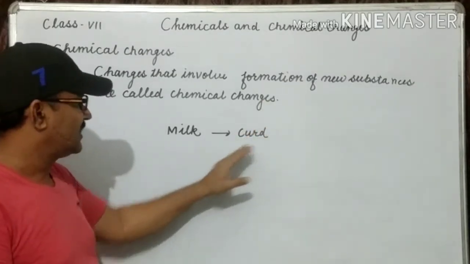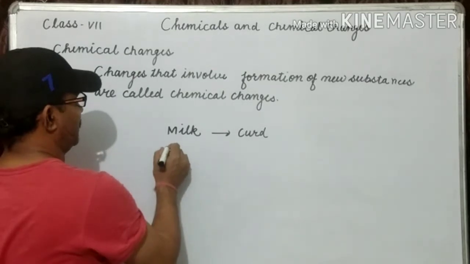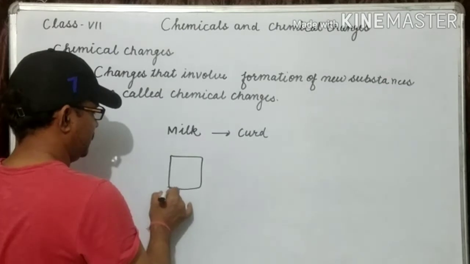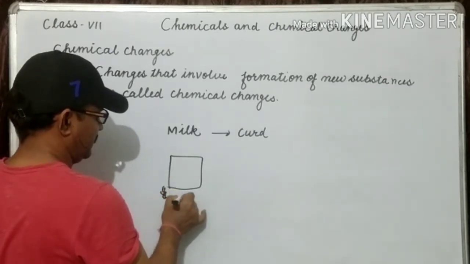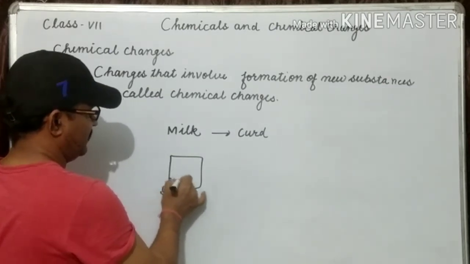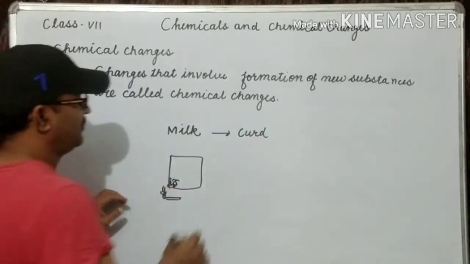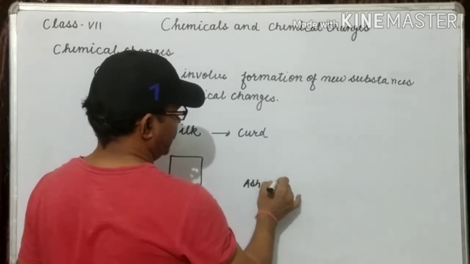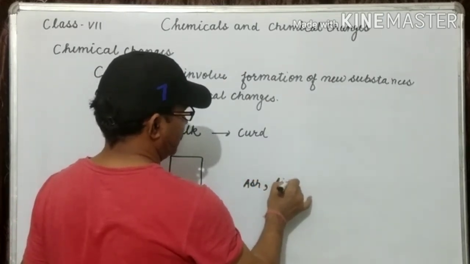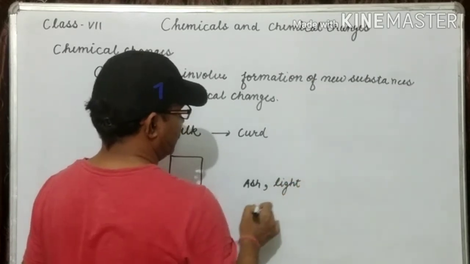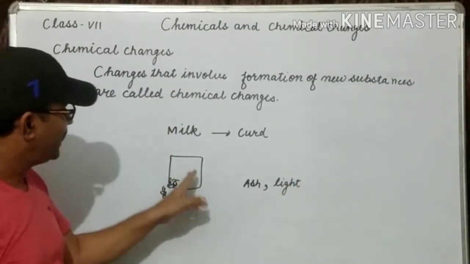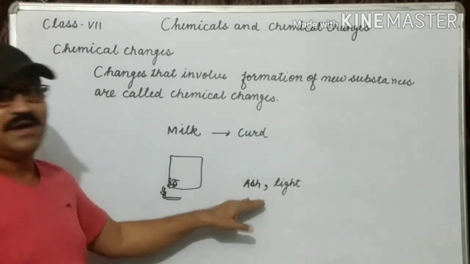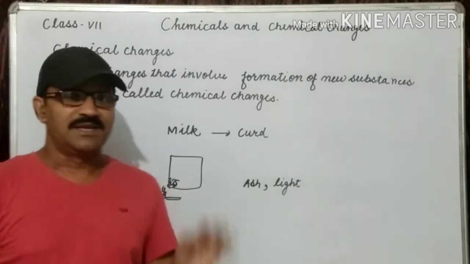We cannot get it back after, for example, burning of paper. You burn it, and after that we get ash, light. We are not getting paper back from these substances. Okay, so this is a permanent change, or an irreversible change.